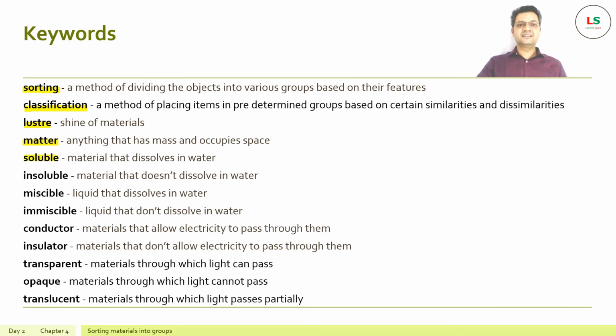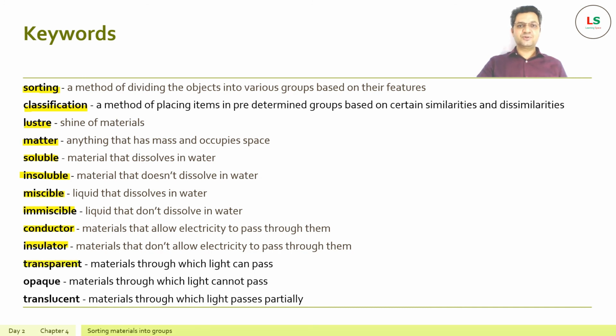Soluble, material that dissolves in water. Insoluble, material that does not dissolve in water. Miscible, liquid that dissolves in water. Immiscible, liquid that does not dissolve in water. Conductor, materials that allow electricity to pass through them. Insulator, materials that do not allow electricity to pass through them.